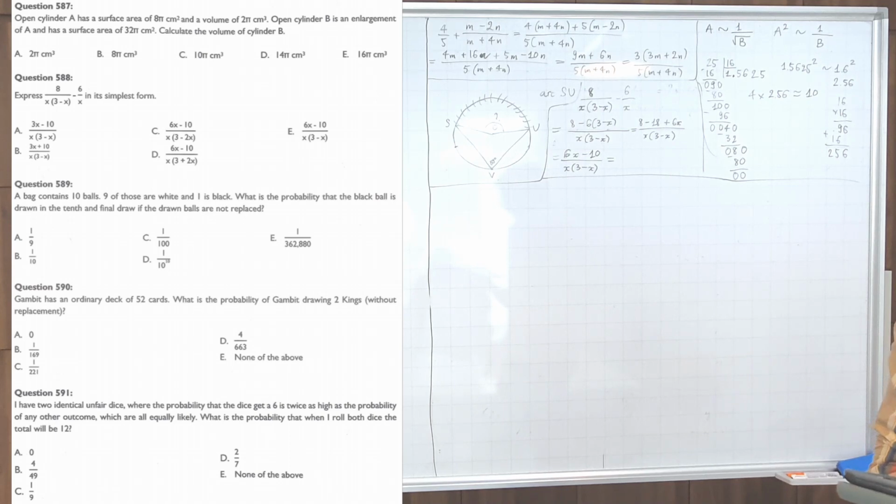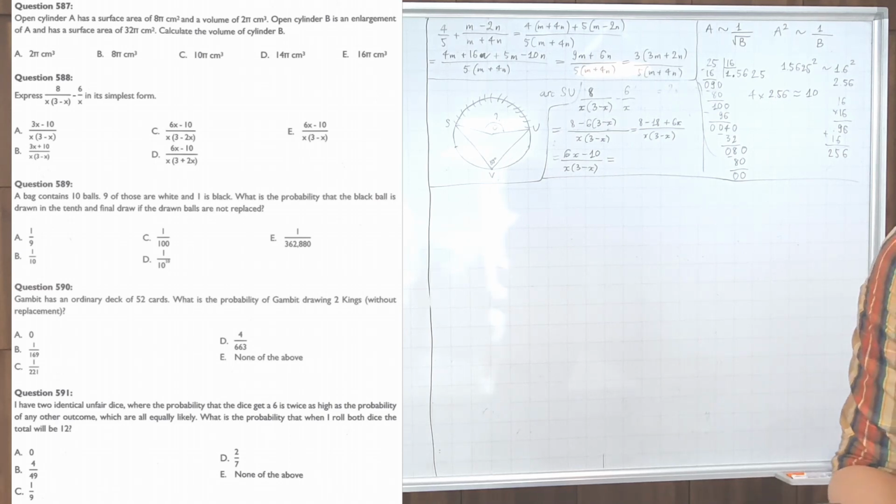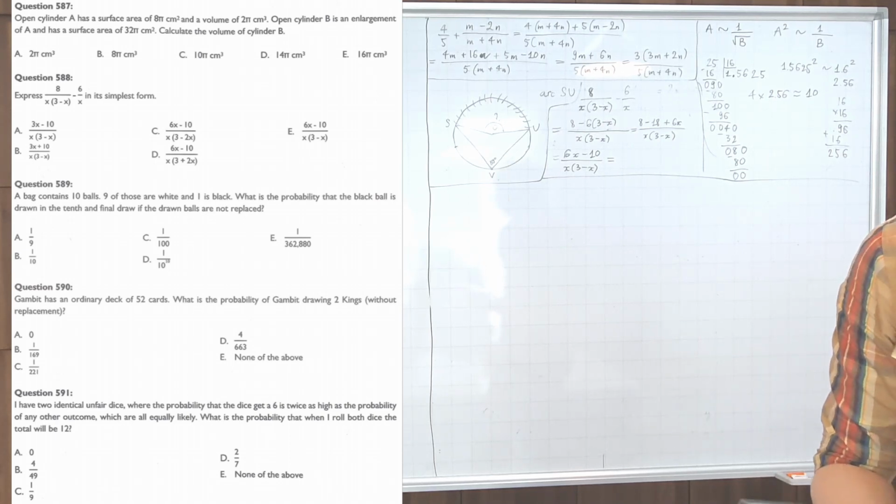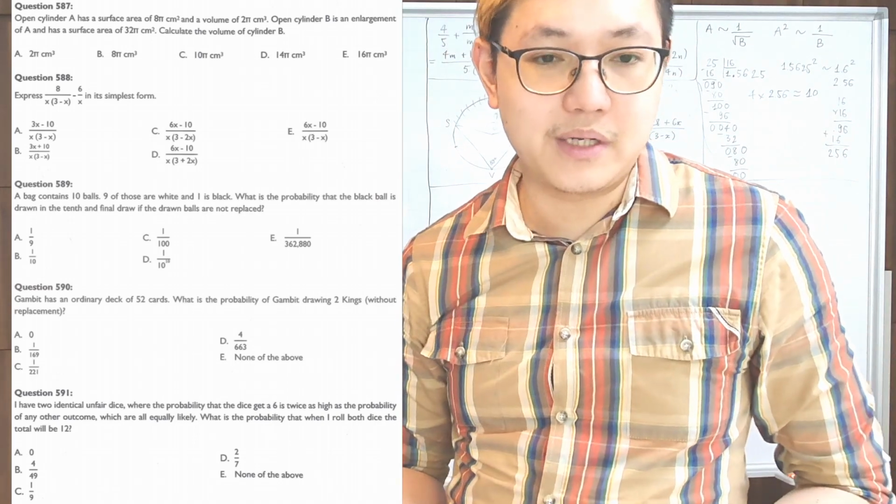The drawn balls are not replaced, which means like once you take one out, it's gone, it's not replaced. So it means that if you take one out, that one has to be eliminated out of the equation, you know.